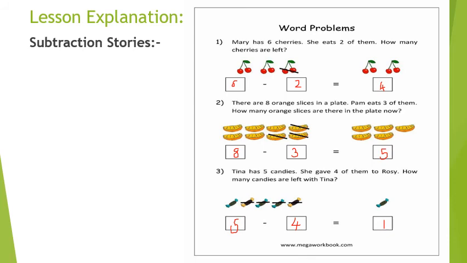You have to read the question. You have to write the numbers in the boxes properly. Which number will come first? Which number will come second? You have to use your fingers, or you can see the pictures also and solve the sums. Okay, and then you have to write the answer in the third box. So this is how you have to solve your word problems. Okay, children, clear with you? Yes, great.